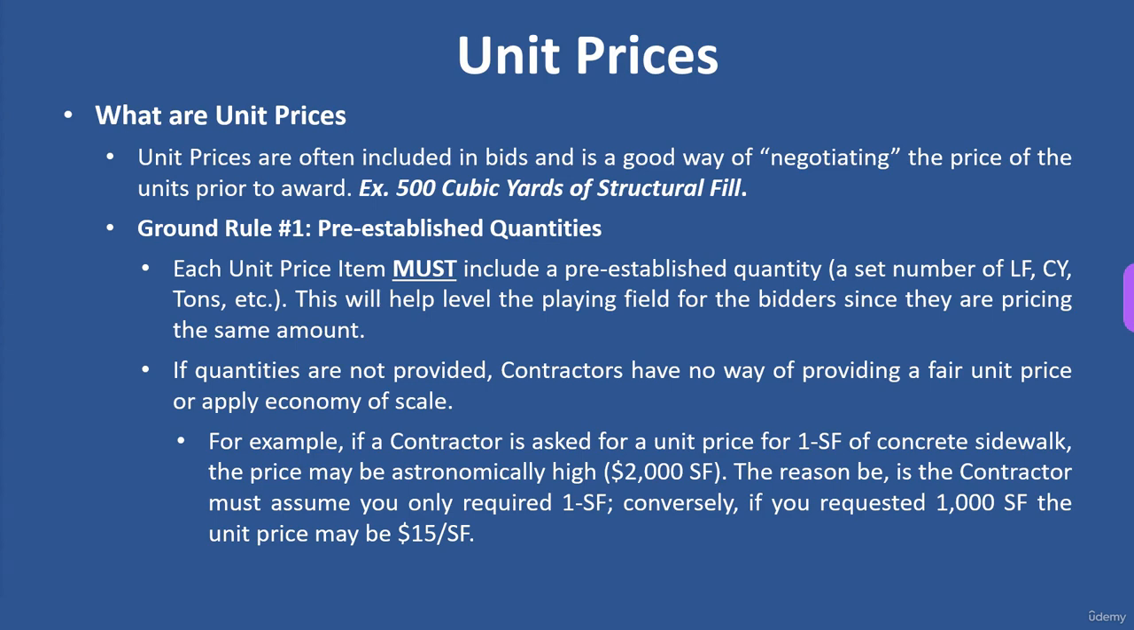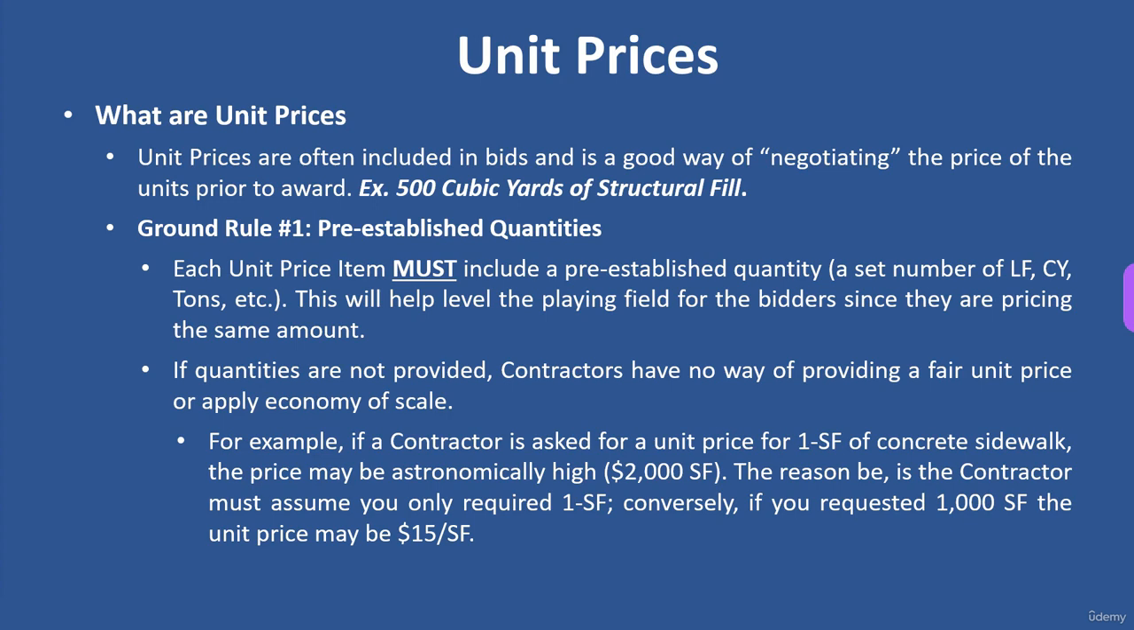If quantities aren't provided, contractors have no way of providing a fair unit price or applying economy of scale. For example, if contractors are asked to price 1 square foot of a concrete sidewalk, that price may be astronomically high, like $2,000 for 1 square foot, because the contractor must assume that you only require 1 square foot. Conversely, if you requested 1,000 square feet, it may be $15 a square foot. That's the economy of scale. So you need to give them a large enough quantity that it can give you reasonable pricing.